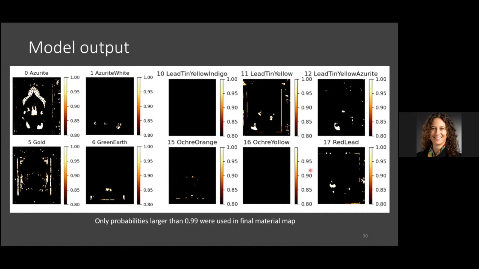Each map displays the probability of a pixel belonging to a specific class or pigment, with values ranging between 0 and 1. White areas on the maps have high probability that those areas belong to a specific pigment. And for the final material map, only pixels with a 0.99 probability or higher were used.